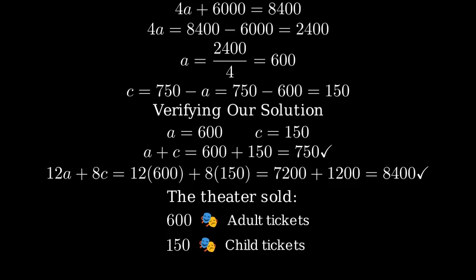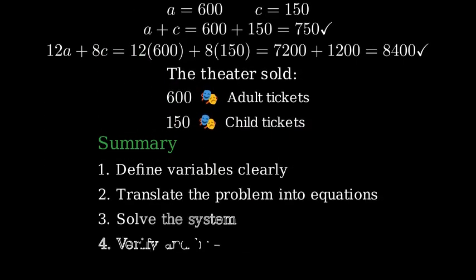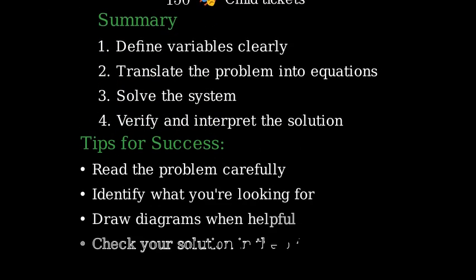Let's summarize what we've learned about solving word problems with systems of equations. First, we define our variables clearly. Second, we carefully translate the word problem into two linear equations. Then, we solve the system using either the elimination method or the substitution method. Finally, we verify our solution and interpret it in the context of the original problem. With practice, you'll become proficient at recognizing patterns in word problems and translating them into systems of equations. This is a powerful tool that can help you solve many real-world problems.